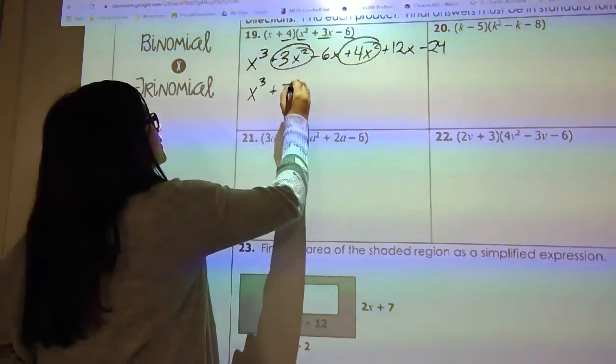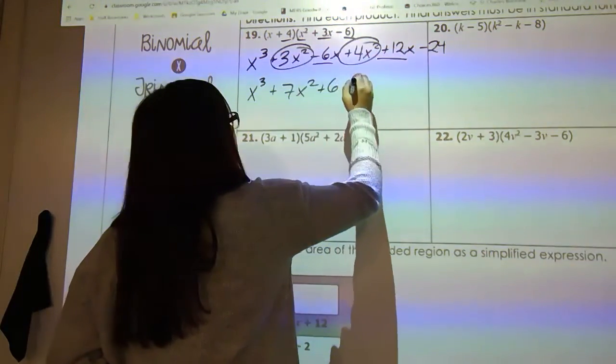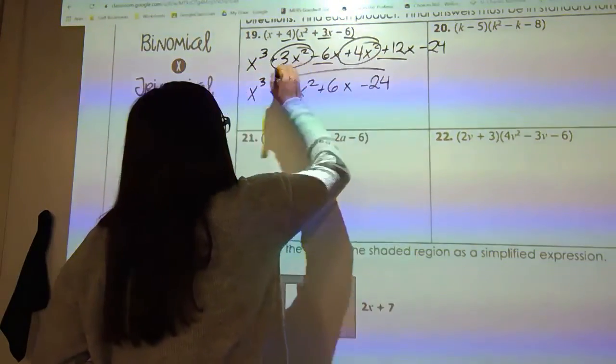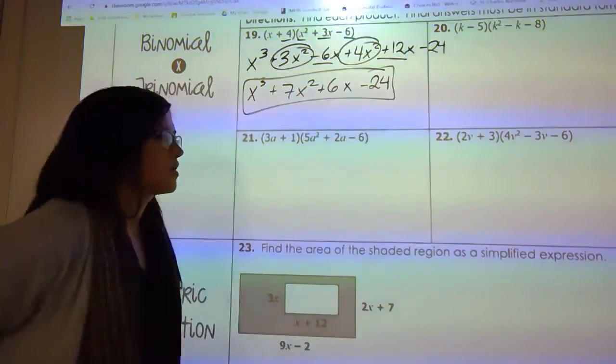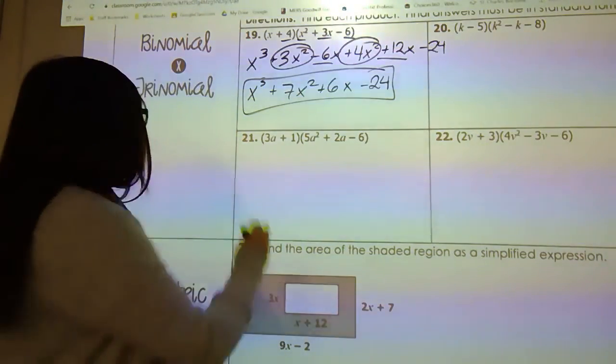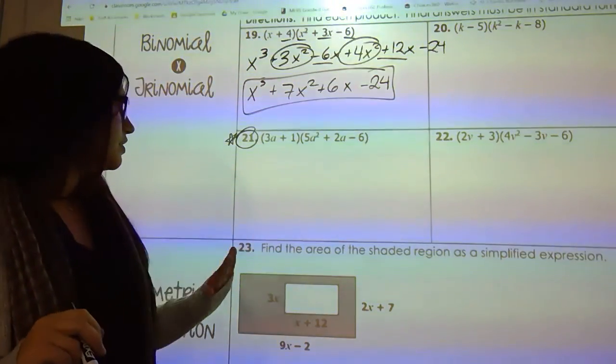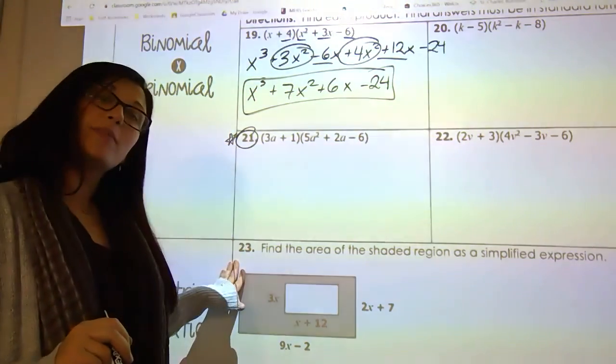I have a plus 7x squared. I have a plus 6x. And a minus 24. Okay, so just make sure you're multiplying every piece by every piece. And I'm going to leave number 21 for you to do. 23 will be a bonus if you'd like.